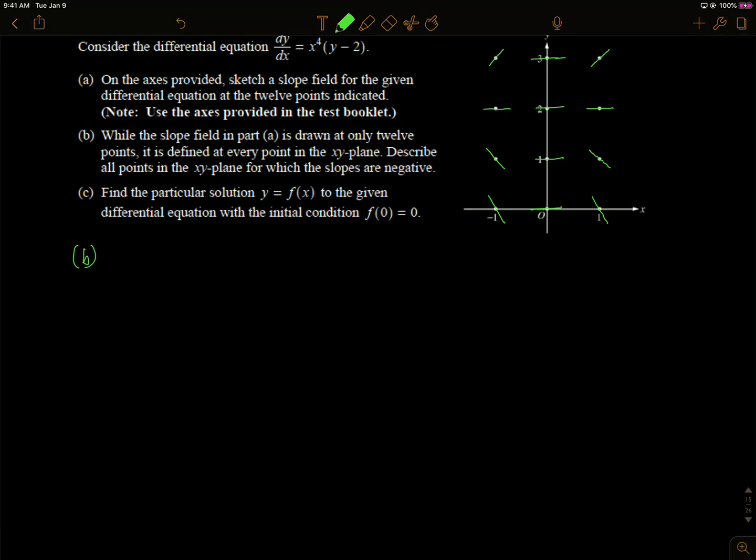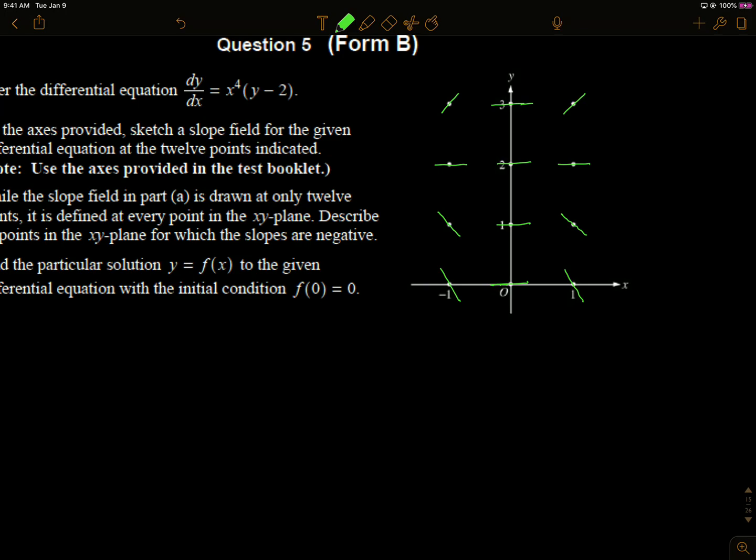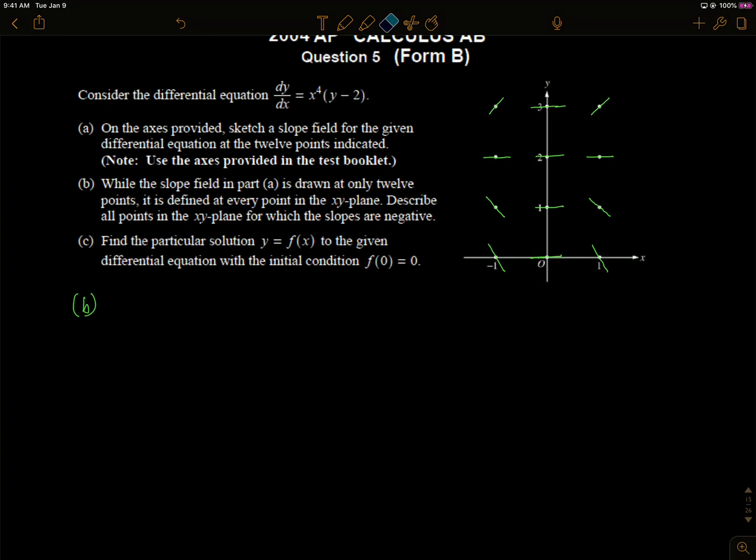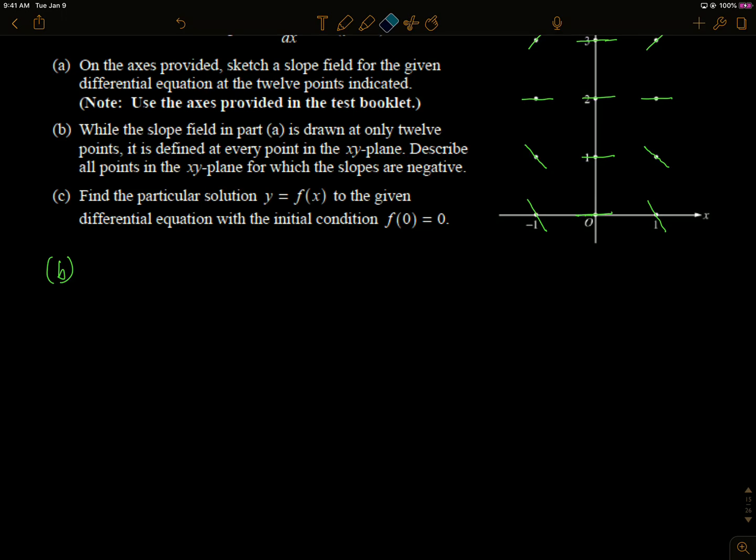Part B. While the slope field in part A is drawn at only 12 points, it is defined at every point in the xy plane. So there's all the points in between. We're just showing some key ones to get an idea. Remember, it's like all these points here in the plane. I can draw slopes then if I want. They're all there. We're just looking at some kind of key ones.